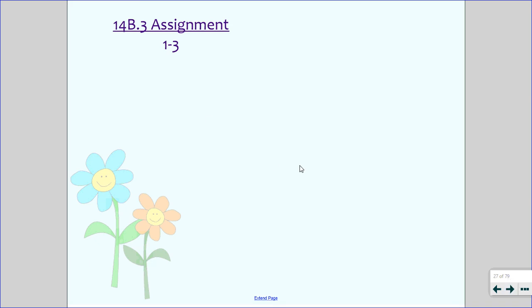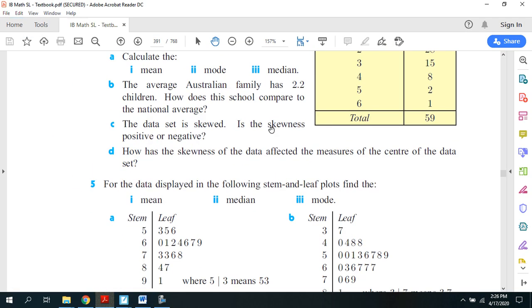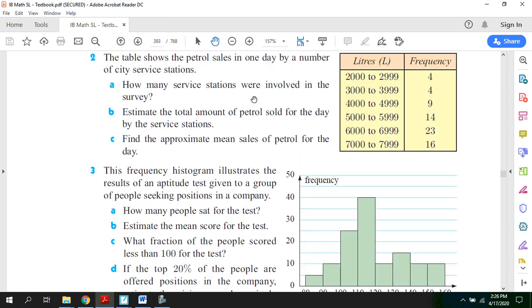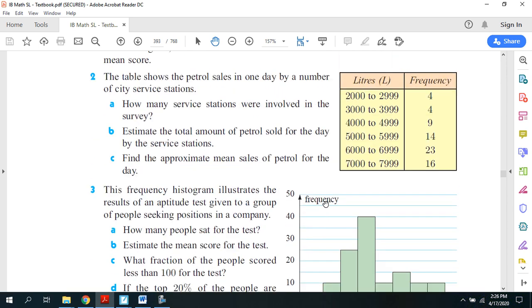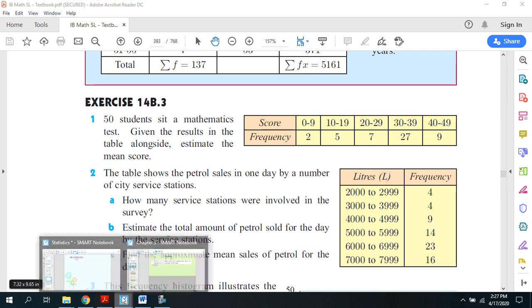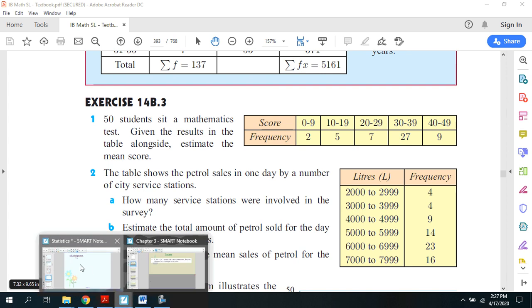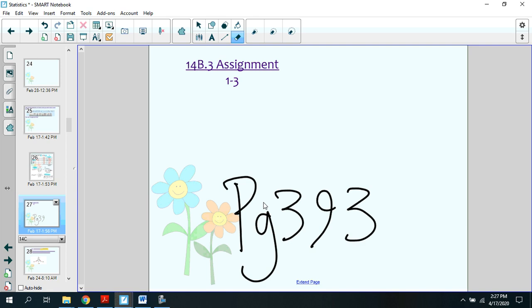Your assignment is going to be 14B.3, problems 1 through 3. That is on page 393, and you're just going to do all the problems within that particular problem set. If you have any questions, please email me, and all of this will be due Friday, all 3 assignments.